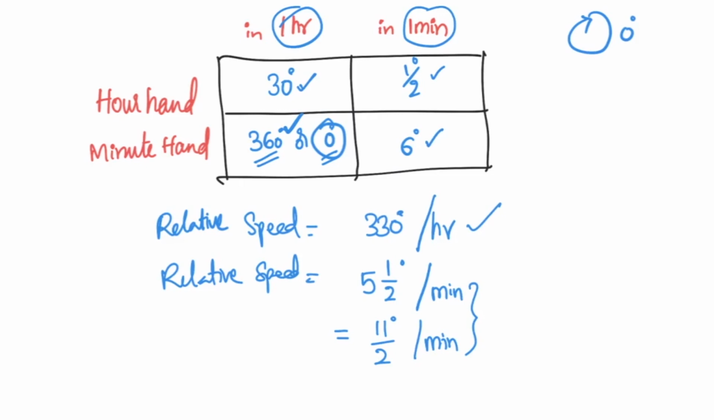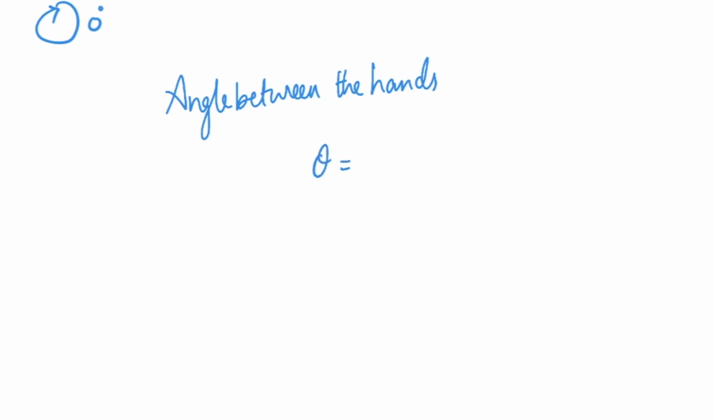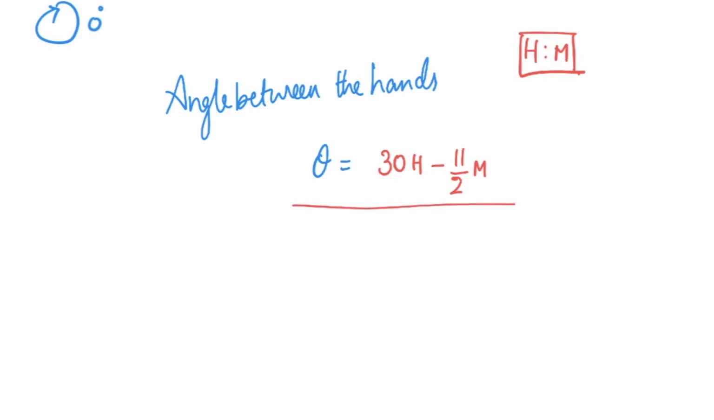And in clocks, one of the regular questions is angle between the hands. The angle between the hands is theta degrees. Theta is equal to 30h minus 11 by 2 m. Suppose the time is h hours m minutes, if time is given, angle between the hands is 30h minus 11 by 2m. But in clock, sometimes hour hand is ahead of minute hand, or sometimes minute hand is ahead of hour hand. It depends.